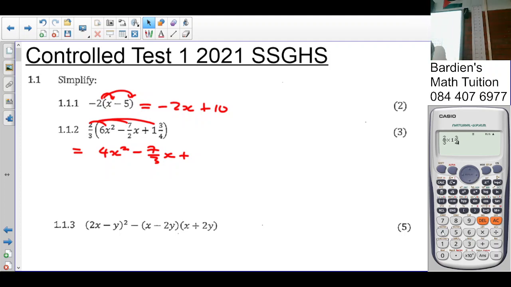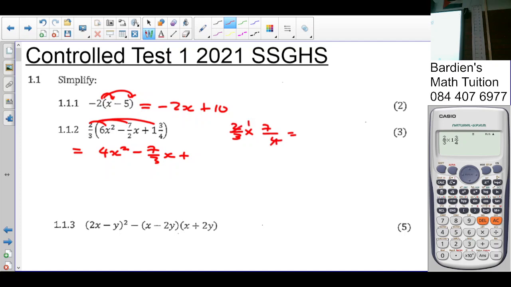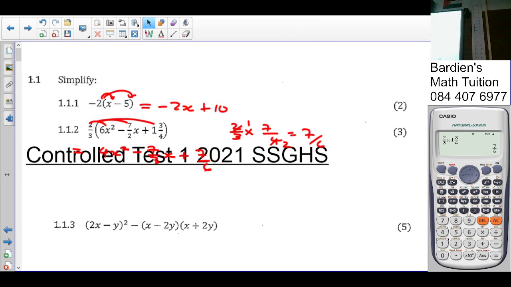I know some of you enjoy working without the calculator, so it's 2 over 3 times 7 over 4. 2 going into 2 once, 2 going into 4 twice, so it's 7 over 6. But some of you again are not that confident in your fractions. You do it with the calculator, you're going to get 7 over 6. Anyway, okay. Let's look at the next question.